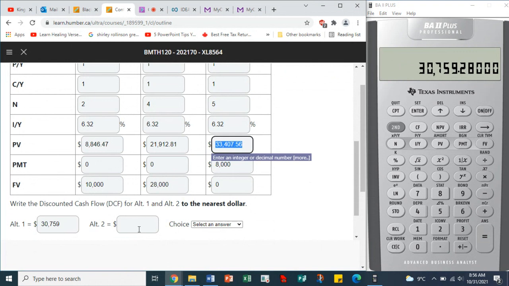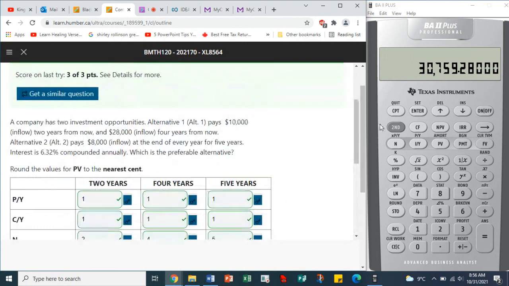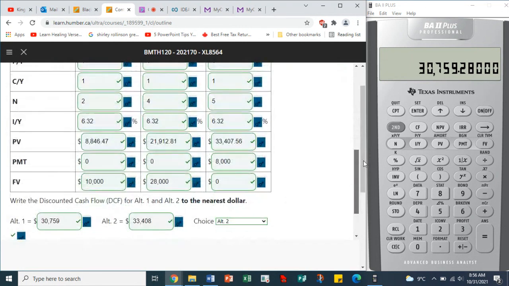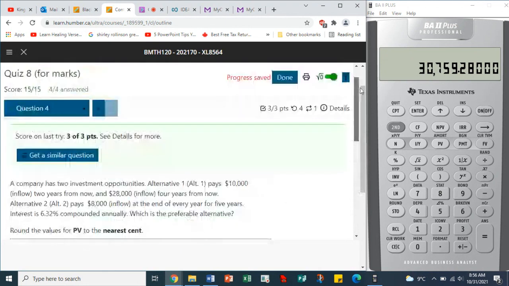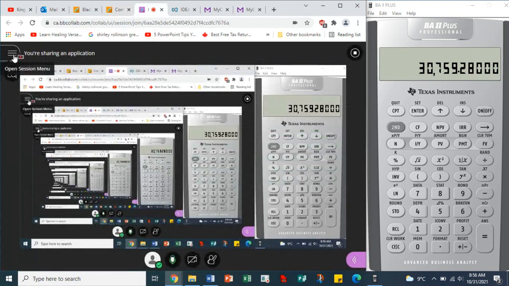For alternative 2, the answer is this number right here, 33407, and that's 0.56, so the 0.7 will become 0.8. So which is better? Well, we are receiving, so this is an inflow, and the larger inflow is better. Therefore, the answer is alternative 2. And that should be correct. Let's see, submit. And we have our answers. All right, there we are. And that is question number 4 for quiz 8.